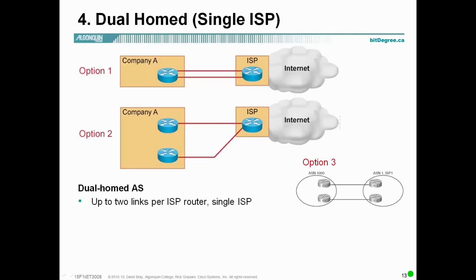In this next example, now we're dual homed. So notice in this situation we've actually got three slightly different options. In the first one, we've got two links. Well, we've got two links in every case, but we've got two links to the same provider and the same router at the provider. So this gives us link redundancy, but of course it does not give us device redundancy.